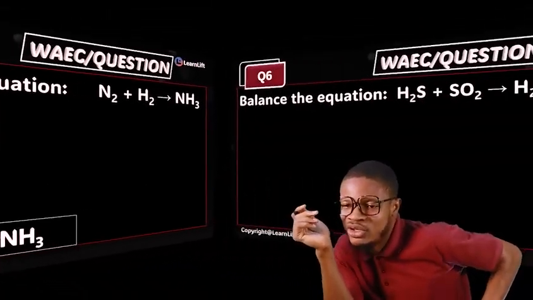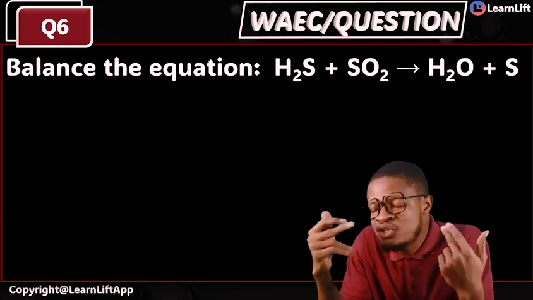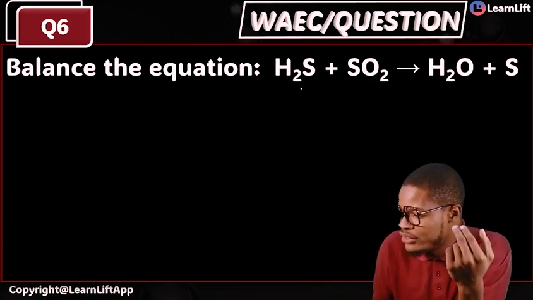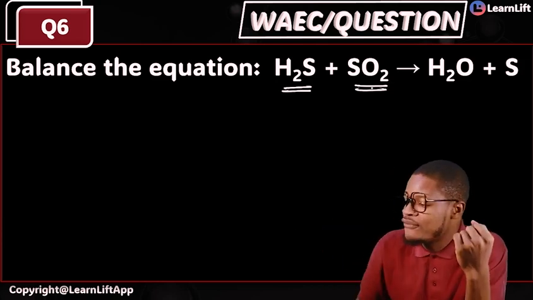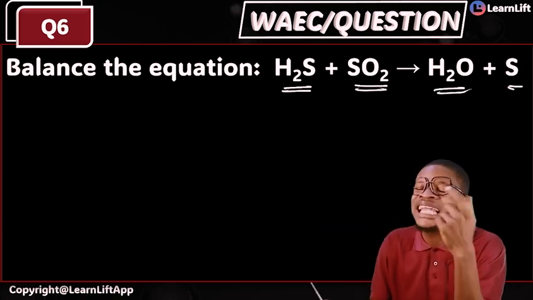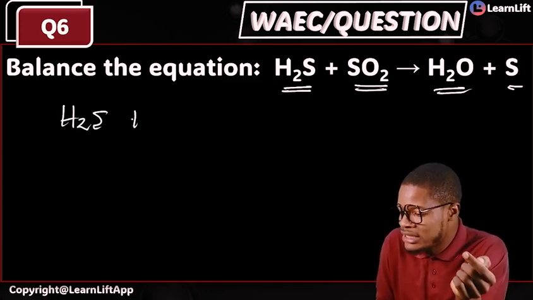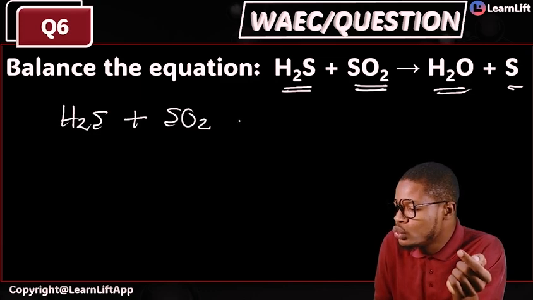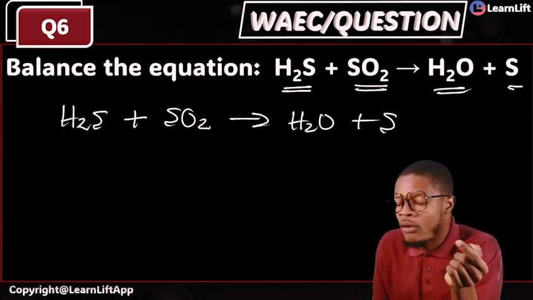Look at the second question. WAEC question. They gave us hydrogen sulfide reacting with sulfur IV oxide to form water and sulfur. Balance the equation. What do we do there? Your hydrogen sulfide, H2S, plus your SO2 will give you H2O plus your sulfur.